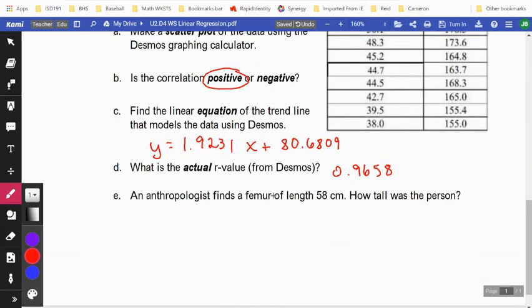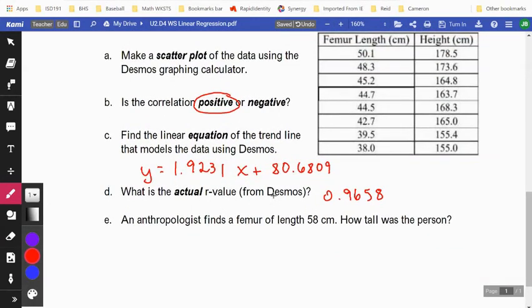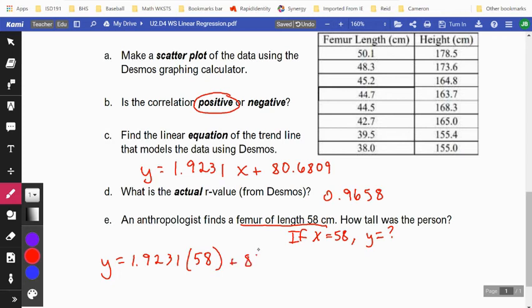So an anthropologist finds a femur length of 58 centimeters. How tall is the person? So they're basically saying, if x is 58, what is the height? In other words, what is y? So we're going to use our equation and a little substitution. Say y equals 1.9231 times my new x value of 58 centimeters plus 80.6809. And I just do a little bit of math.